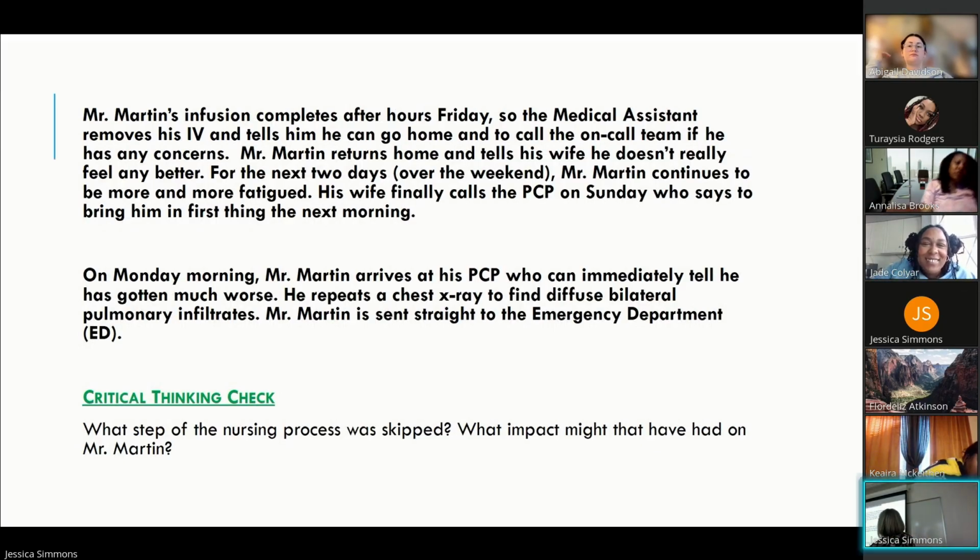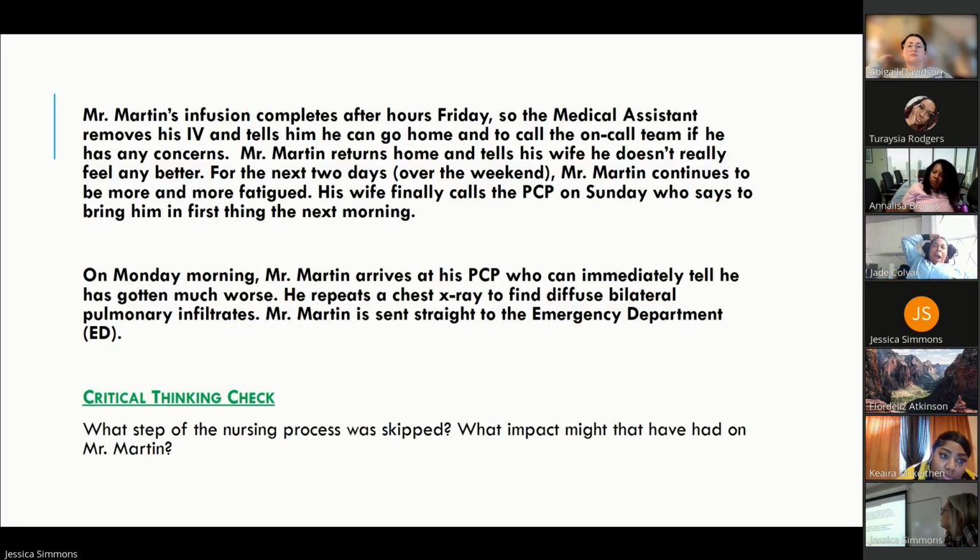Mr. Martin's infusion completes after hours Friday. So the medical assistant removes his IV, tells him he can go home and to call the on-call team if he has any concerns. Mr. Martin returns home and tells his wife he doesn't really feel any better. Over the weekend, Mr. Martin continues to be more and more fatigued. His wife finally calls the PCP on Sunday, who says to bring him in first thing in the morning.